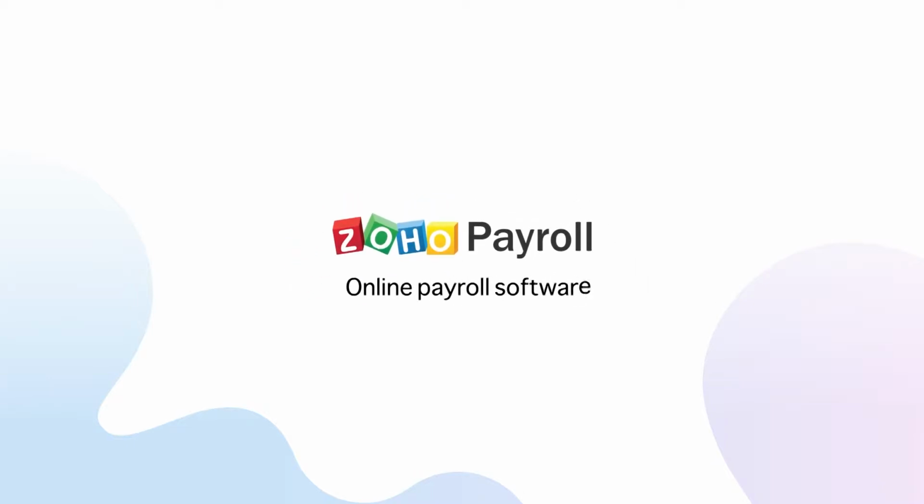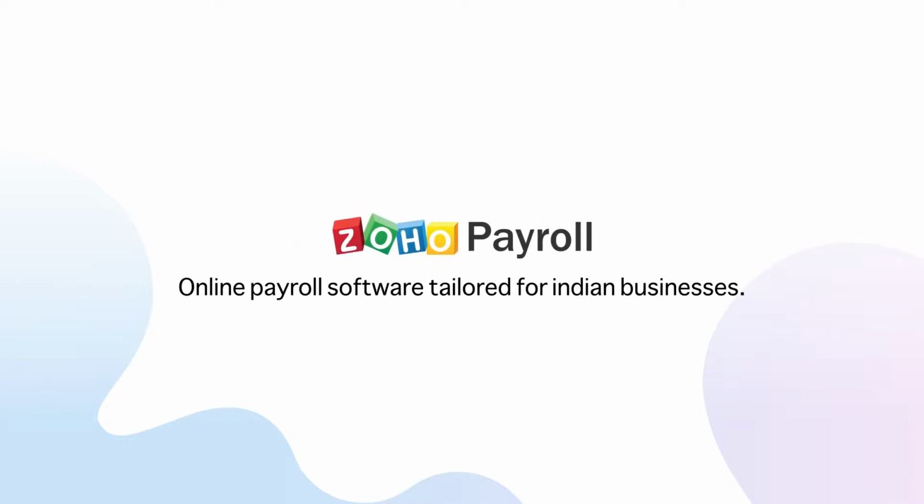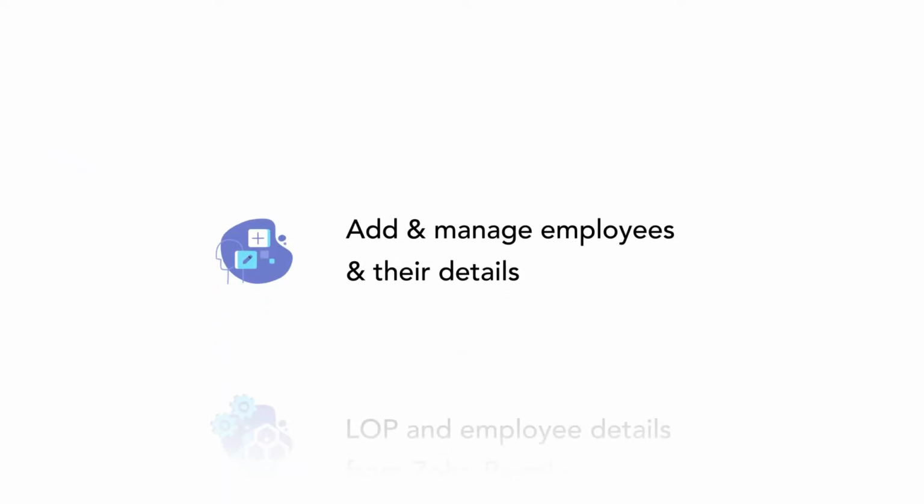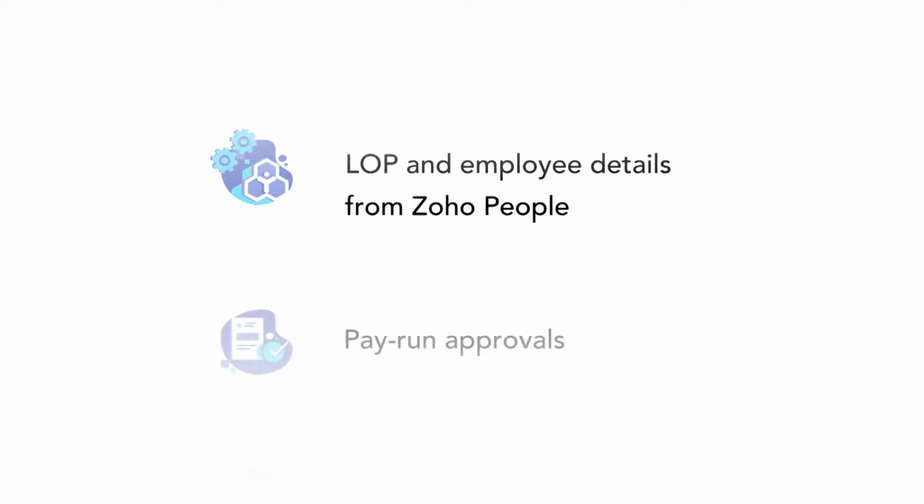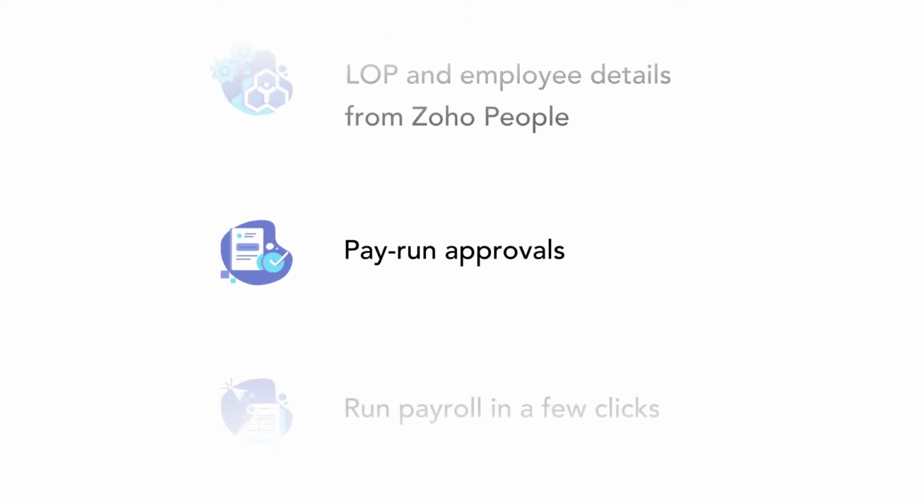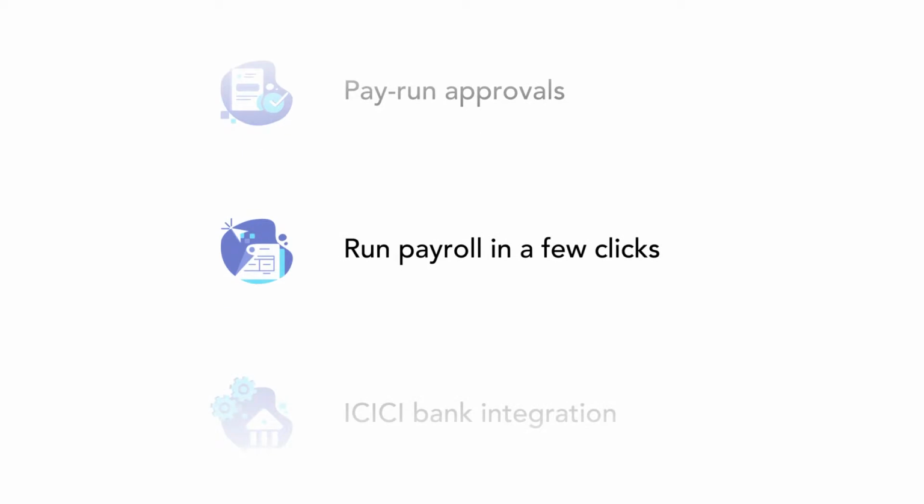Zoho Payroll is an online payroll software tailored for Indian businesses. With Zoho Payroll, you can add and manage employee details. You can get their loss of pay information from Zoho People. You can set up pay run approvals. You can run your payroll in a few clicks.